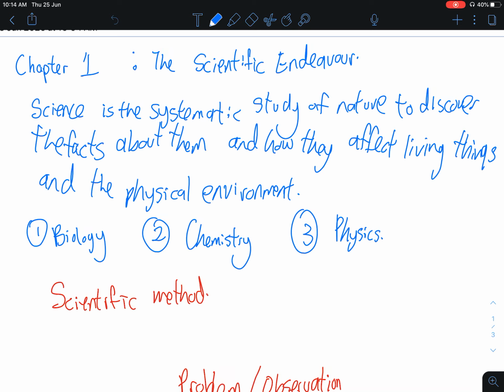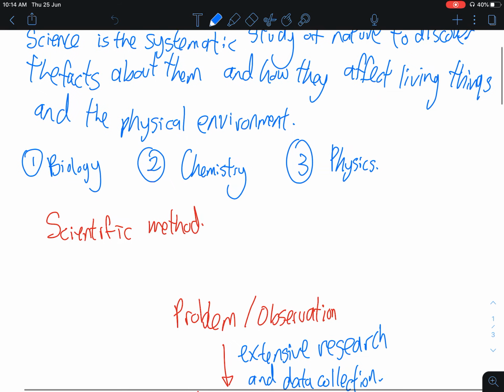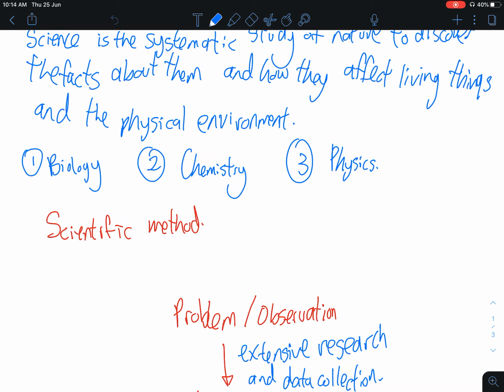In the first part, we will be asking what is science. Science is the systematic study of nature to discover the facts about them and how they affect living things with the physical environment. This is in a nutshell what science is, and there are three different branches of science. We have biology, second we have chemistry, and lastly we have physics.